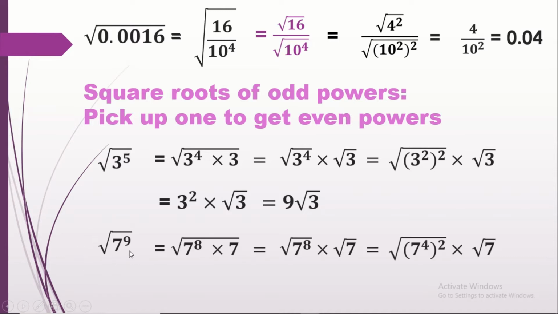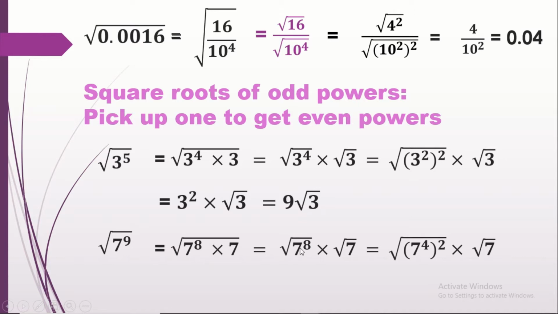Here we have radical 7 to the power 9. Also odd power, not divisible by 2. We pick up 7. What remains for us? How many sevens? 8 sevens. So it's 7 to the power 8. Now we can distribute the radical since we have times.